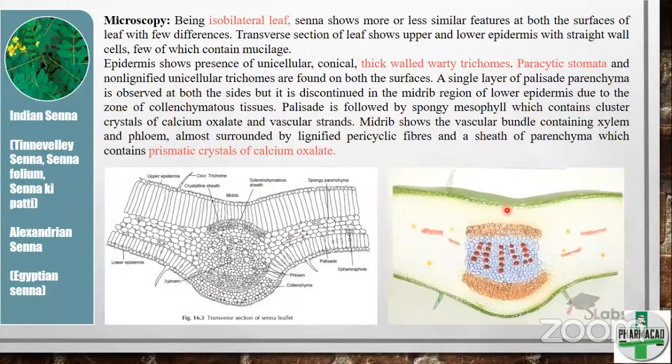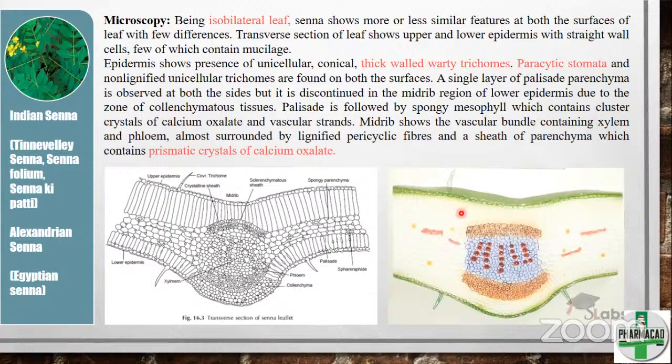Microscopy: like any other leaf, it has the same microscopy, but in this case it is an isobilateral leaf. That means palisade cells are present on both sides. So that means it's an isobilateral leaf. And if you see here, this is a warty trichome. Do you see it? Unicellular warty trichome.